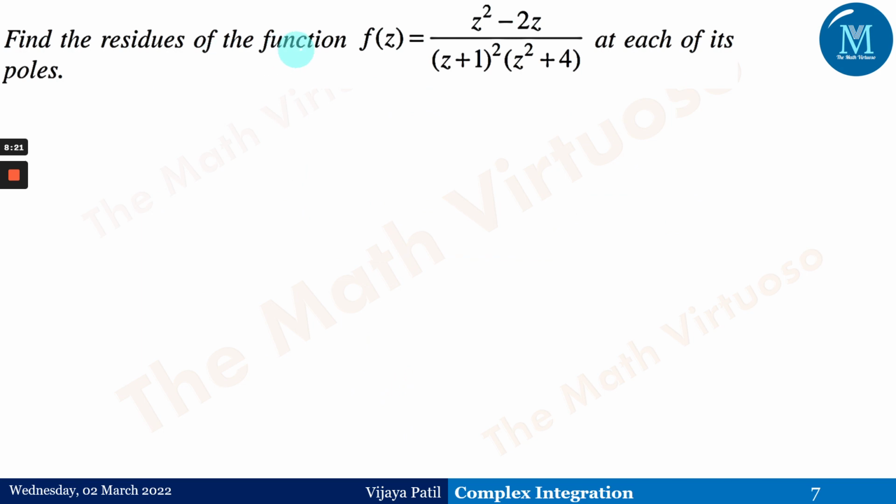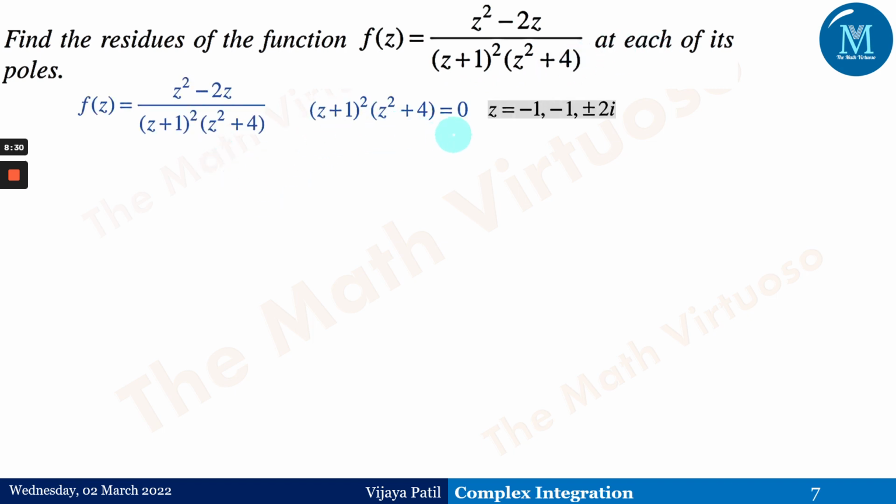Similarly, find the residues of the function f of z, z square minus 2z upon (z plus 1) the whole square times (z square plus 4), at each of its poles. Again, to find the poles, we put the denominator equal to 0. Minus 1 is repeated 2 times, so it is a pole of order 2, and plus 2i and minus 2i are repeated only once, so they are simple poles, or poles of order 1.